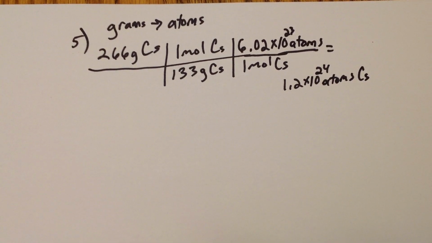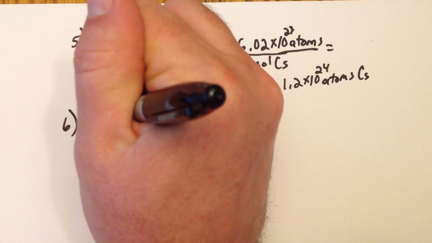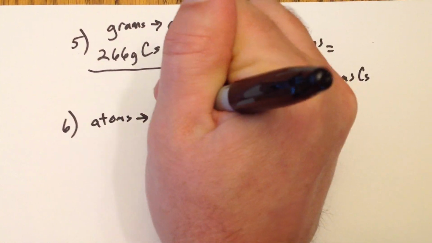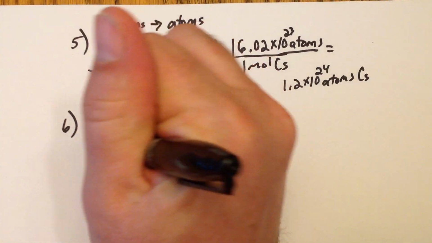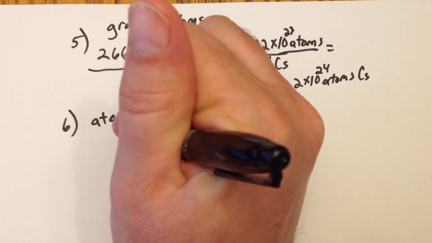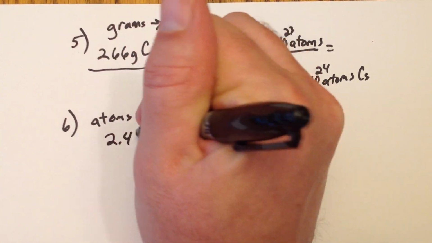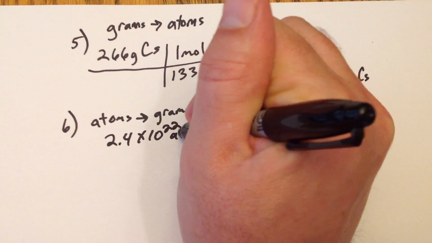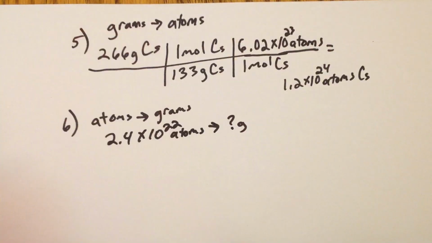Last but not least, what about atoms to grams? So this one is our last type, atoms to grams. So we'll start off with a really big number. We'll have copper 2 sulfate. We'll start with 2.4 times 10 to the 22nd atoms. And we'll find out how many grams that is.